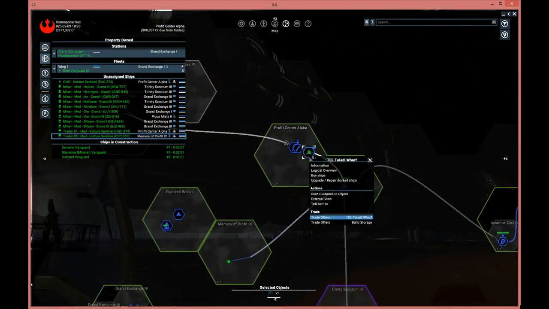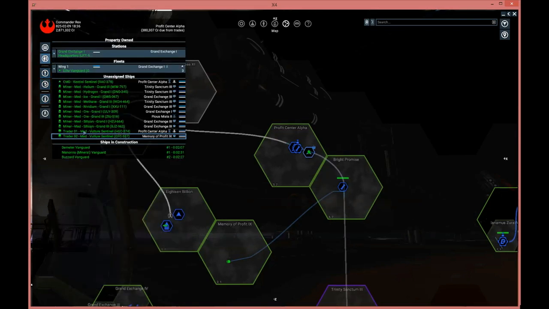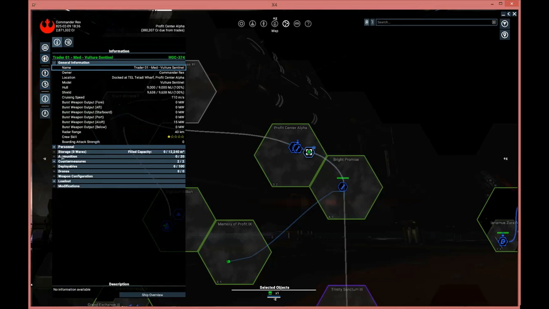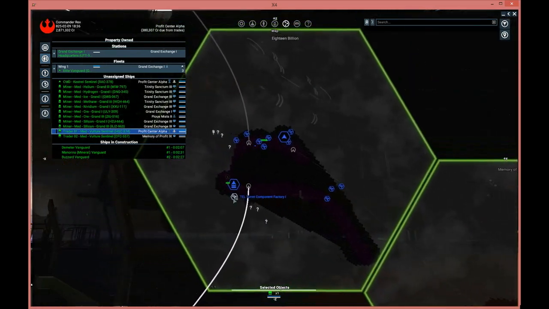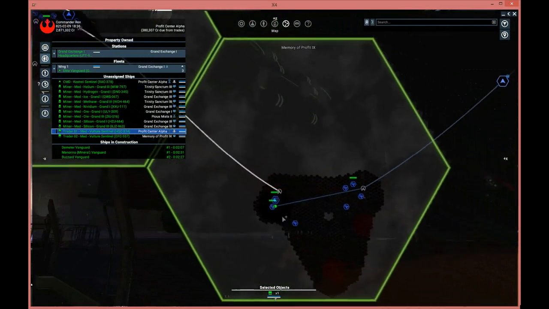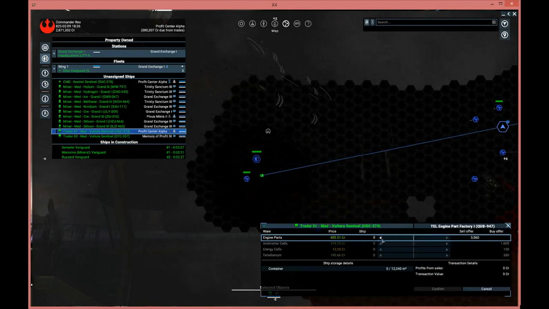So now if I select this and go to information. Wow, it's going to need a lot of engine parts, because my trader already dumped those. So I'm going to tell my trader one to go back here and trade. And I want it to buy engine parts.